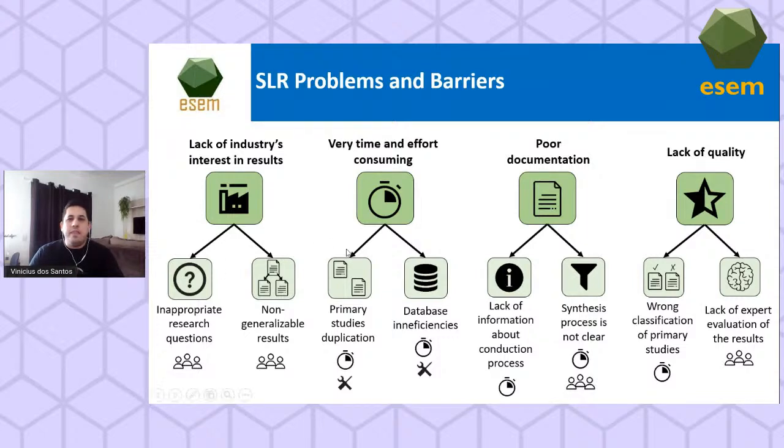The third problem is the poor documentation that may be caused by the lack of commitment of the authors in providing a good reporting of the primary study selection or synthesis, and a lack of quality is the fourth problem, that some authors do not use adequate synthesis methods or just the lack of expert evaluations. But the key point here is that each of these problems can be observed through social, economic, and technical perspectives. But many of these points impact more perspectives, two or more perspectives at the same time. And to propose adequate solutions for these problems, it is necessary to observe from an integrated perspective.